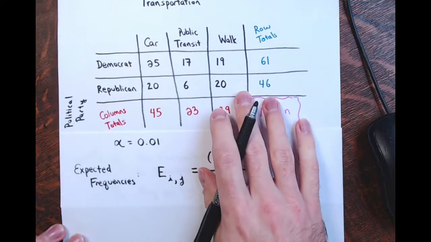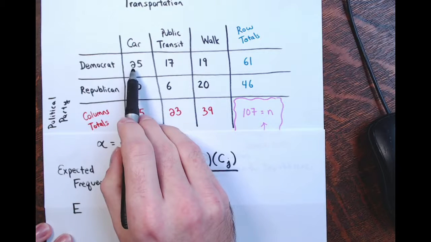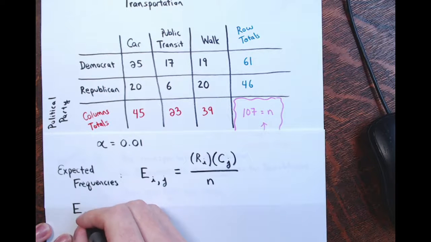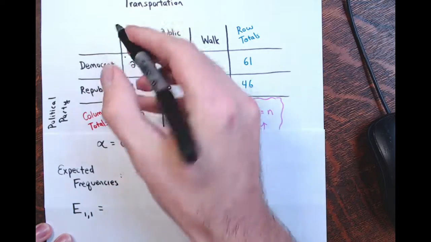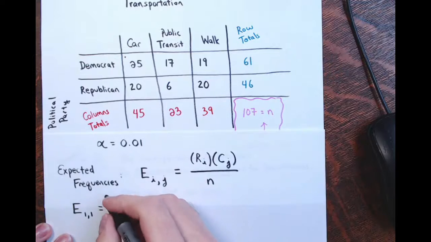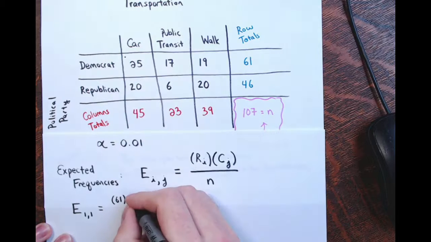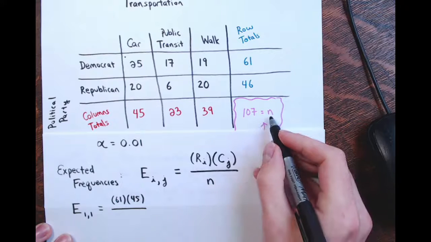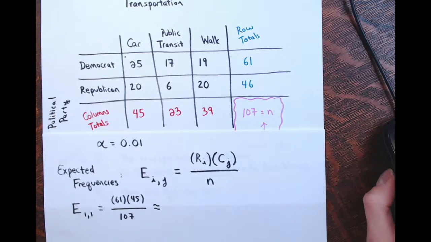So for instance, if I wanted the expected frequency for the number of Democrats who take a car to work, the first row, first column entry, I take the row total for that row, 61, multiplied by the column total for that column, 45, and then divide this product by the total sample size, 107. And they're asking us to round all these expected frequencies to 1 decimal place. So I'll pull a calculator up.